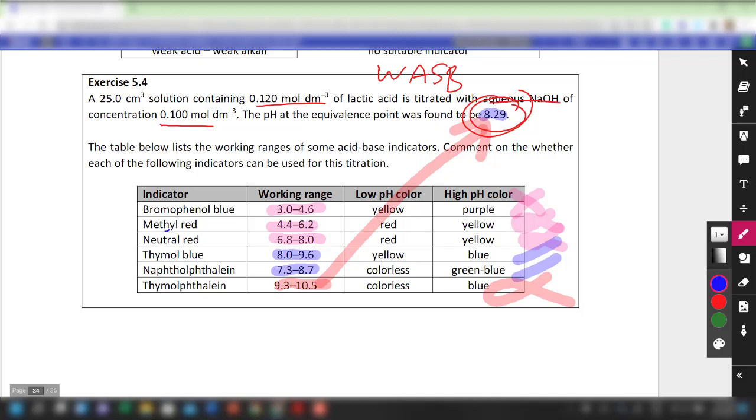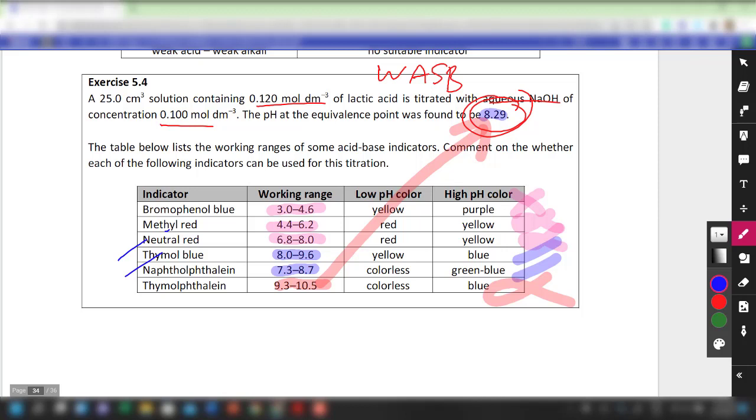So the only suitable indicator will be thymol-blue and naphthophthalein. Okay, so remember, at the end of the day, how do you choose the indicator? You just need to make sure that the working range coincides with the region of rapid pH change. And it is important to look at the pH of the equivalence point, 8.29, and you will roughly be able to guess the region of rapid pH change, probably about 7-ish, 6-ish to about, say, 10-ish. Yeah. Okay, so I think that will be okay.